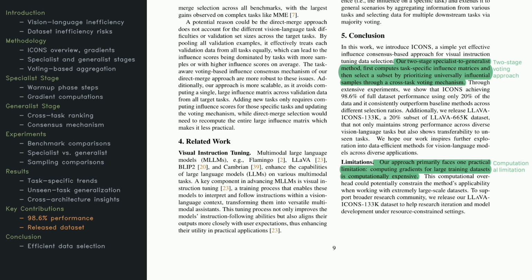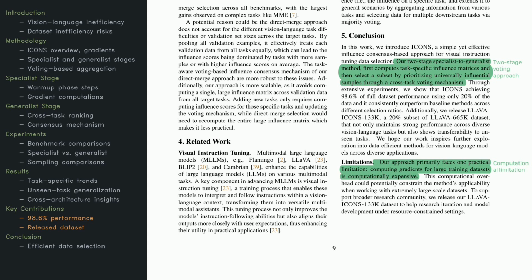Of course, the method isn't without constraints. Calculating gradients for huge datasets still costs a lot. That might limit its use for very large-scale data. However, the authors do release Lava Icons-133K to help researchers in lower resource settings.